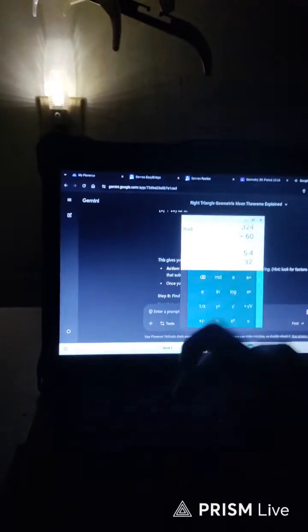324 divided by 30. 324 divided by 45. 324 divided by 60. 324, that's 4. 324 divided by 75. 324 divided by 90. 324 divided by 105. I was looking for a whole number here, but I think I'm doing that wrong.